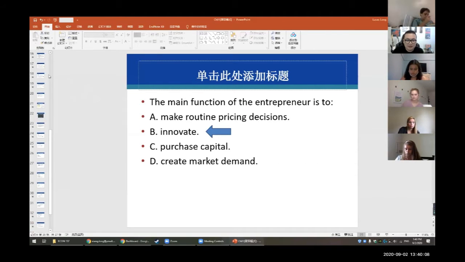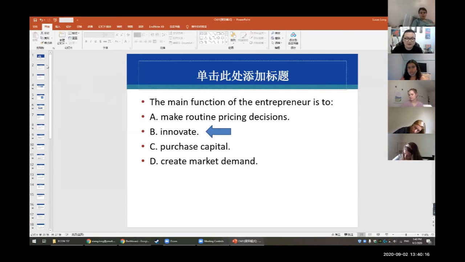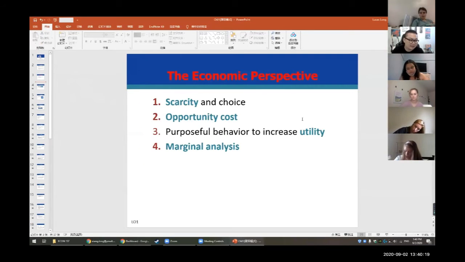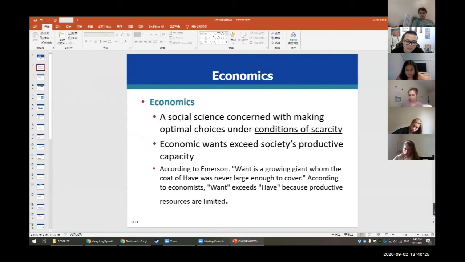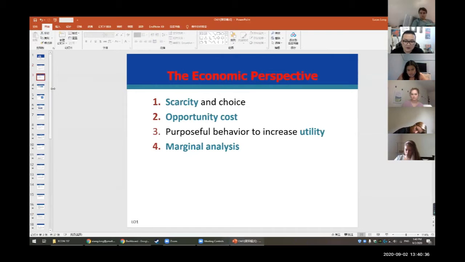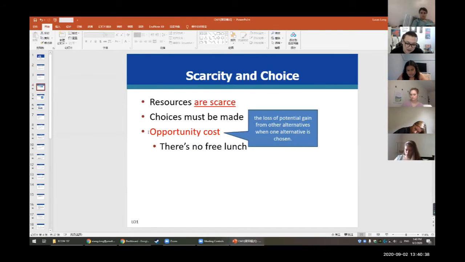So let's do a very quick review of what you need to know about chapter 1. Chapter 1 is a very basic review of what is economics. So you do need to know several definitions. For example, what's the definition of economics? Economics is the same thing as the economic problem: we need to make the best choice using limited resources. So that's economics. And the other thing you need to know is what is opportunity cost?